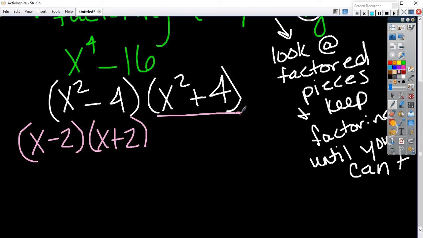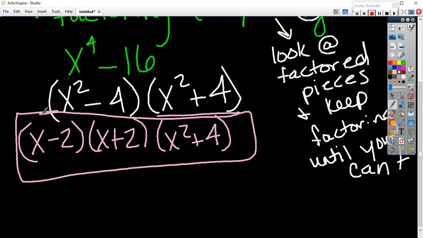Can I do that one also? It's not a difference. It has to be a difference. Okay? So that one stays. So at this point, this is factored completely, because none of the pieces that are in there now can be factored any further. How do you write the x squared plus 4? Because it can't be factored any further. It can't, because it's a plus.